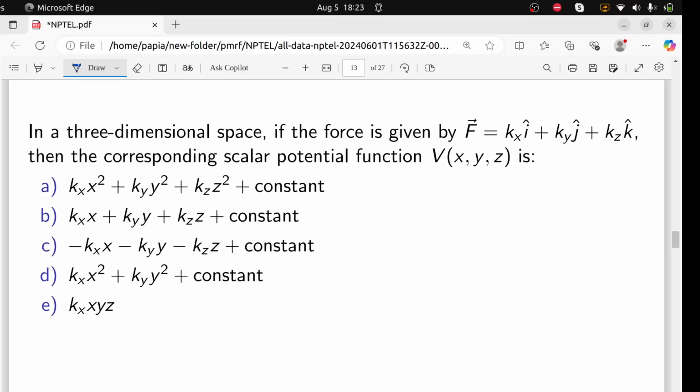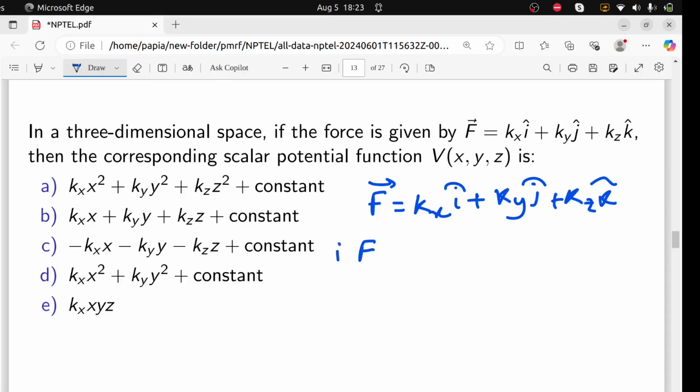In three-dimensional space, if the force is given by this, then what is the corresponding scalar potential function V? First of all, I can write F as Kx i cap plus Ky j cap plus Kz k cap. And I will focus on whether F is conservative or not. If F is conservative, then I can write F equals minus grad V. Otherwise I can't write it as minus grad V. So we first have to check whether F is conservative or not.